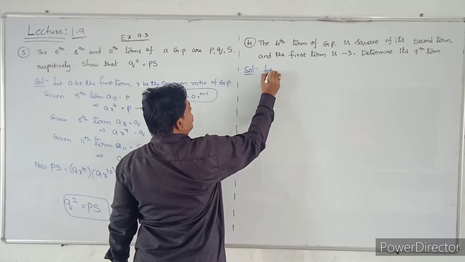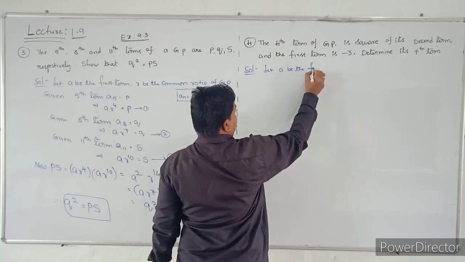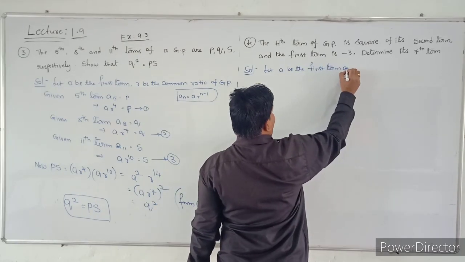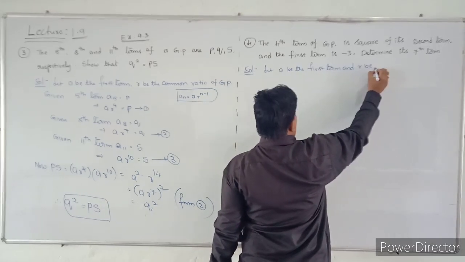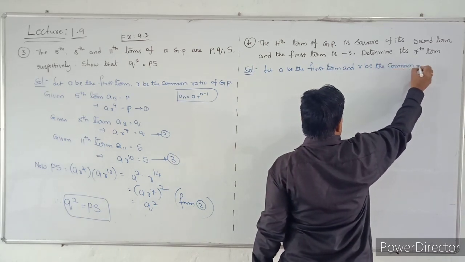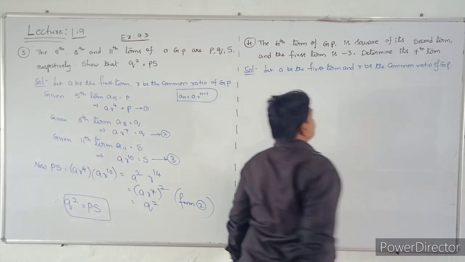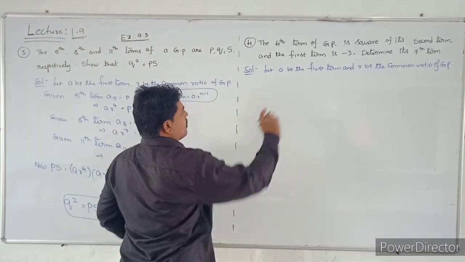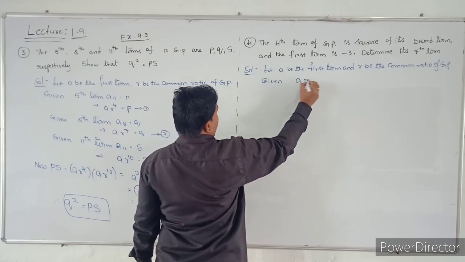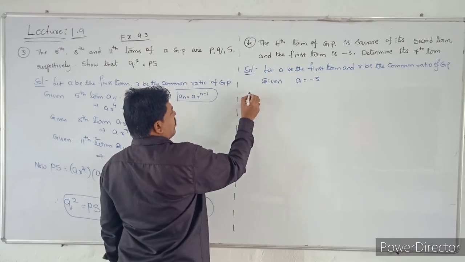First I will take that let A be the first term and R be the common ratio of the GP. And also, in the question, what they have given: A is equal to the first term, A is equal to minus 3, they are already given, and they have given one more piece of information here.